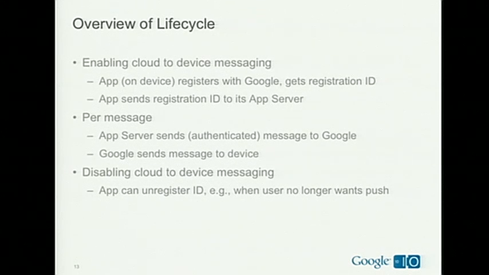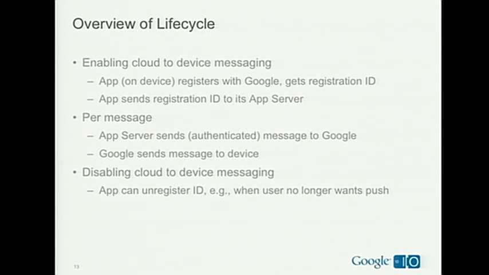Let's go ahead and take a look at the overall life cycle for Android cloud-to-device messaging. There are 3 basic phases. First, up front, an application on a device will enable Android cloud-to-device messaging, and it does this using a very simple registration API. With this registration API, each application on a device gets a unique registration ID. When that application gets its registration ID, it sends that to its server, so that way the server can use that for sending messages.